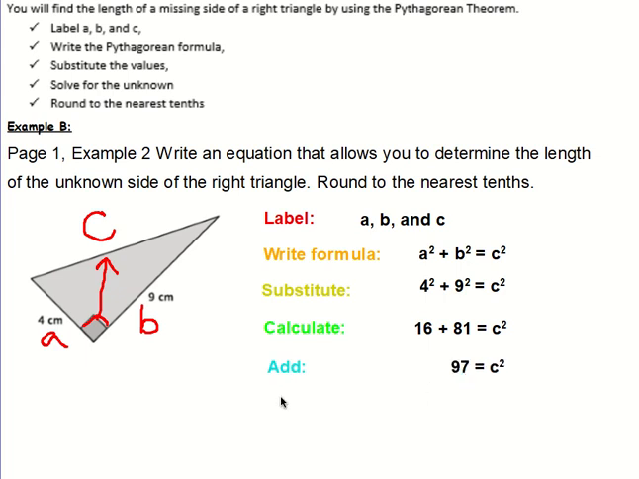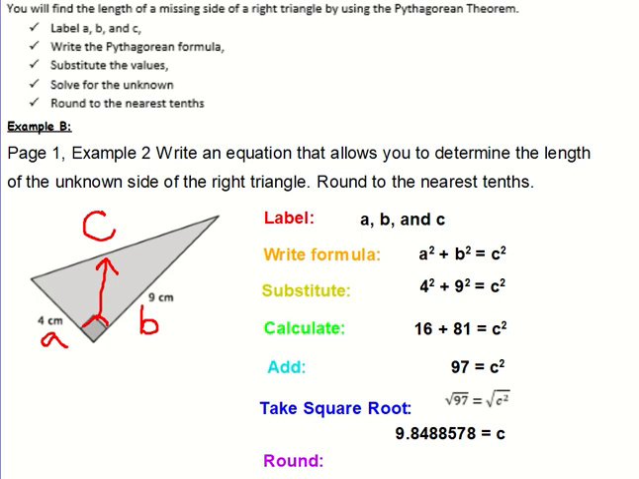So then let's take the square root of both sides of our equation. So I'm going to write it. The square root of 97 equals the square root of C squared. The square root of C squared is just C. To find the square root of 97, you need to type that into your calculator. So type in the square root of 97, and you get a decimal number, 9.8488578. So we have to round this.